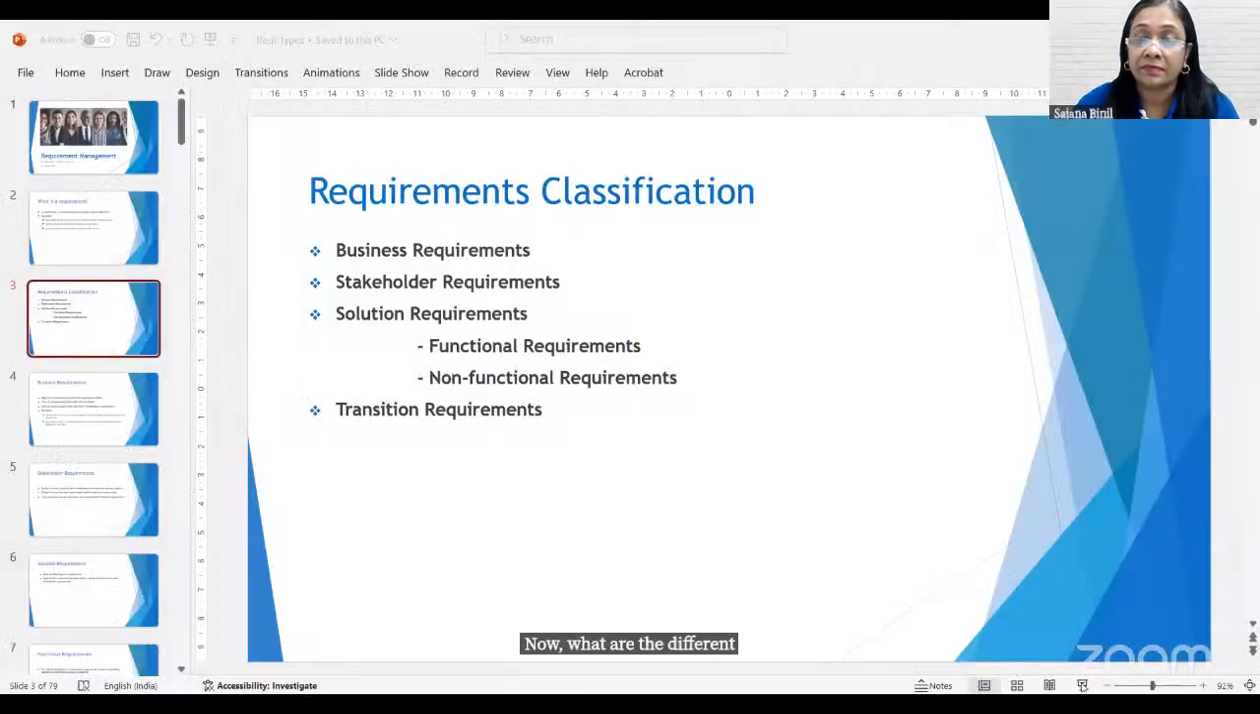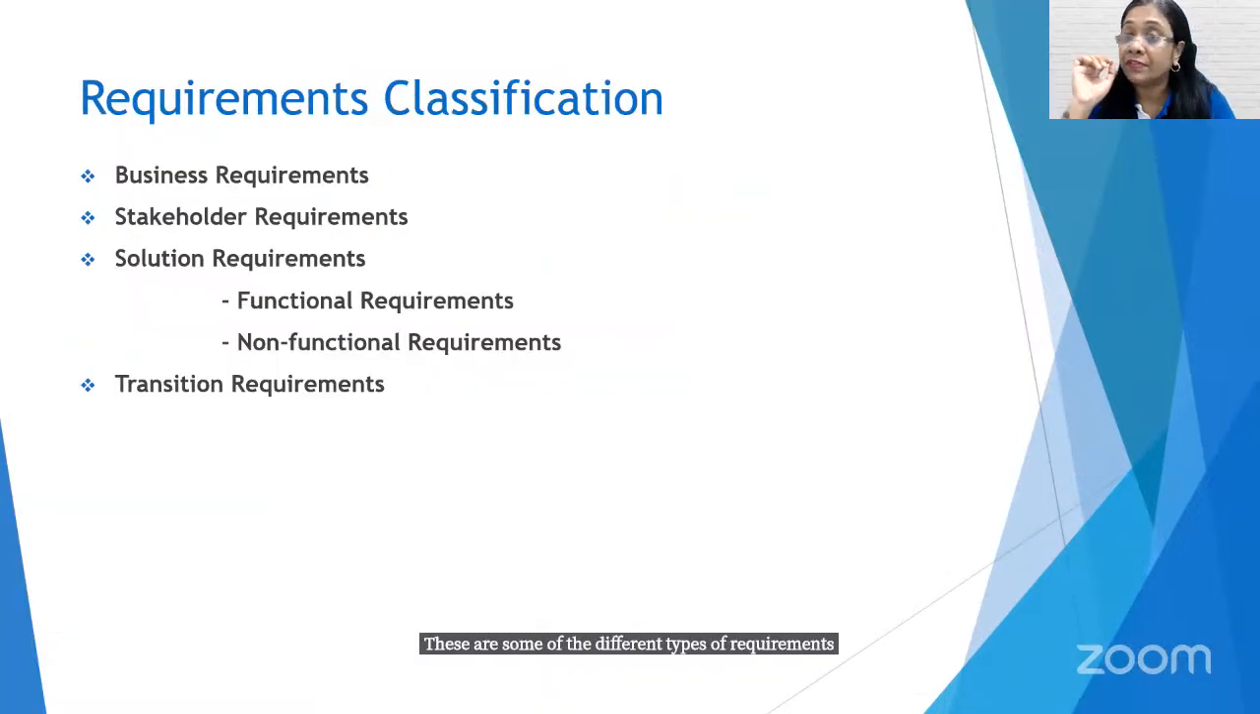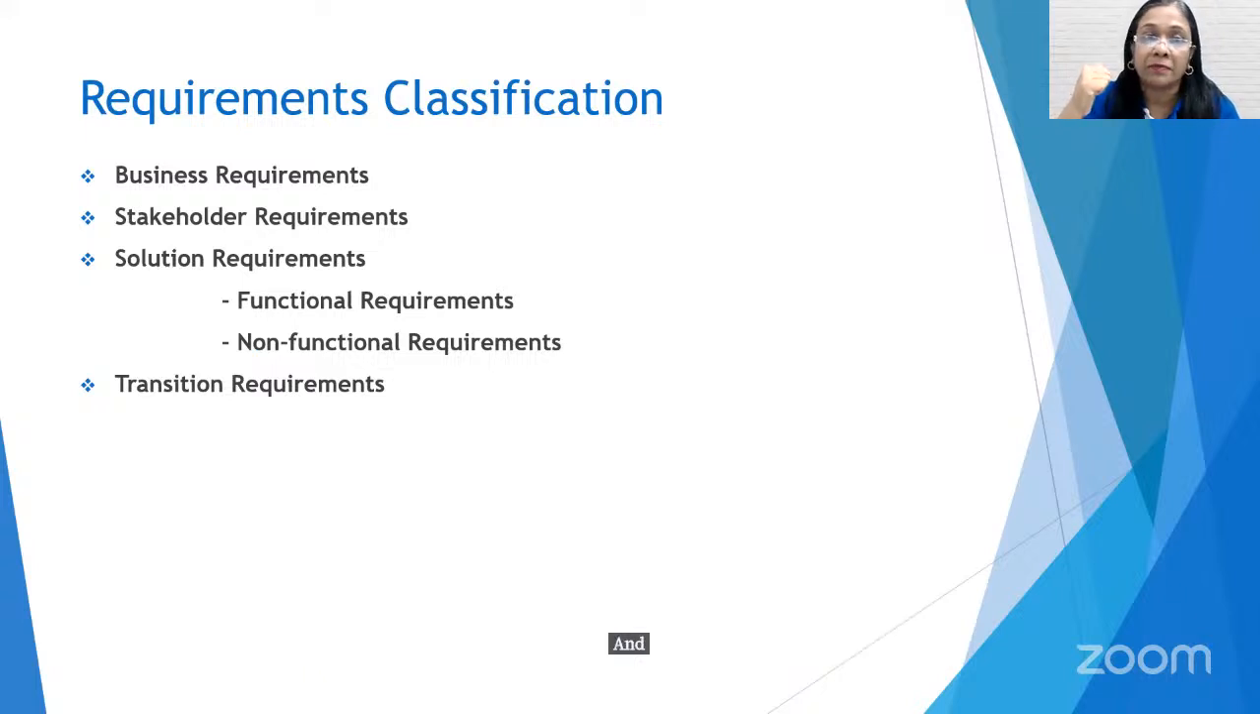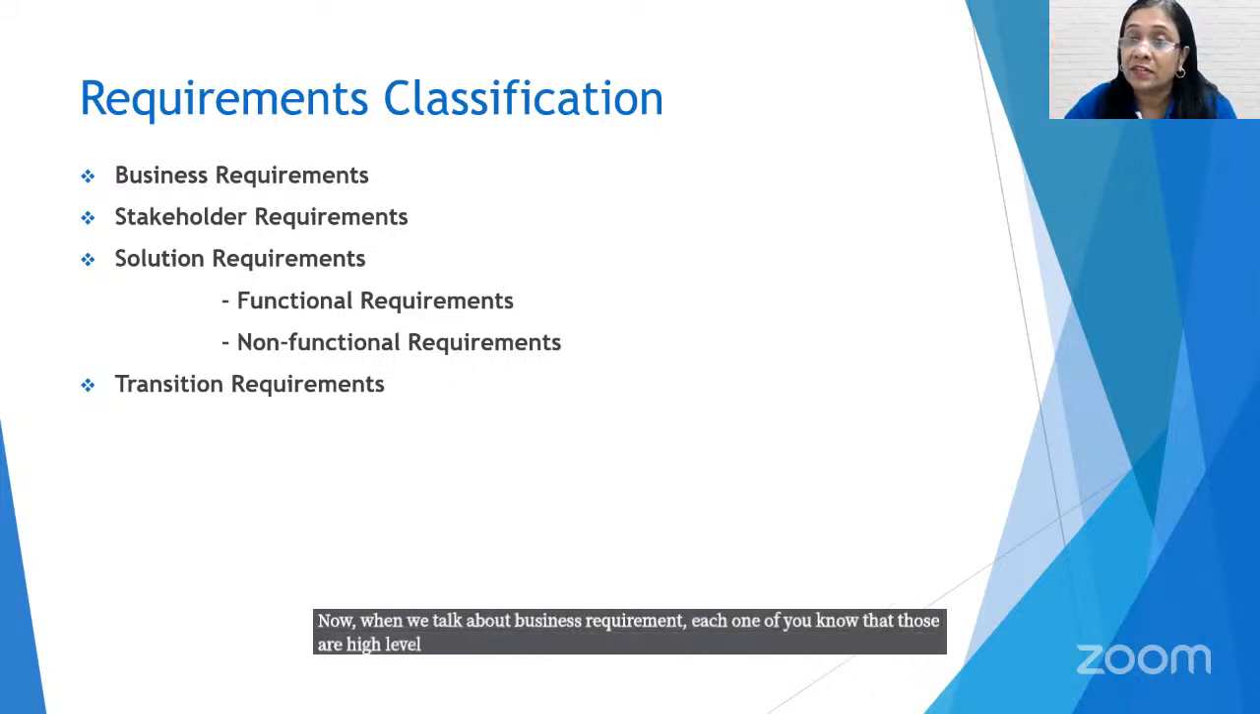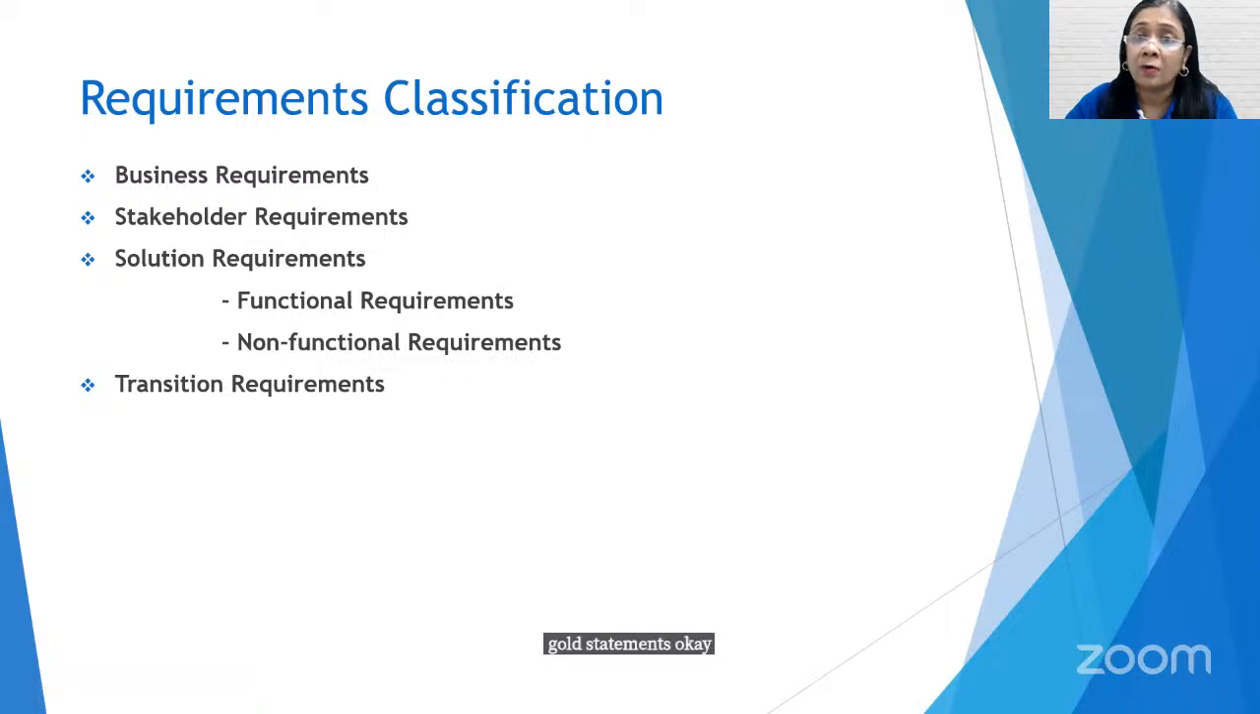Now, what are the different types of requirements? These are some of the different types of requirements that we will see in a project: business requirements, stakeholder requirements, solution requirements, which are further broken down as functional requirements and non-functional requirements, and then we have the transition requirements. Okay. Now, when we talk about business requirements, each one of you knows that those are high-level goal statements. Okay. But how does a business requirement actually look? Let me show you some examples of those.